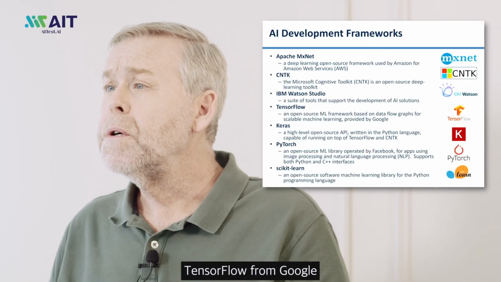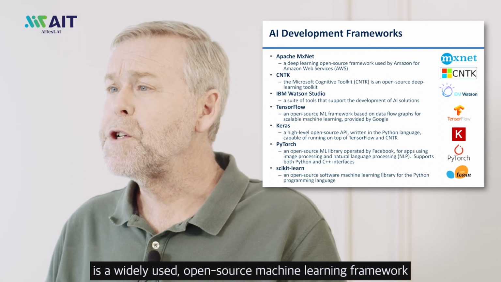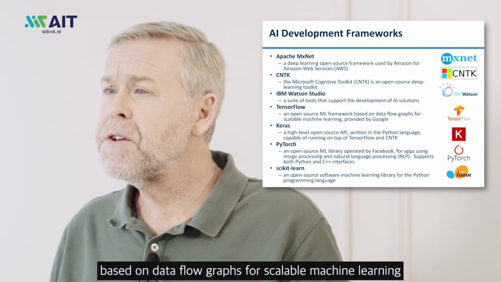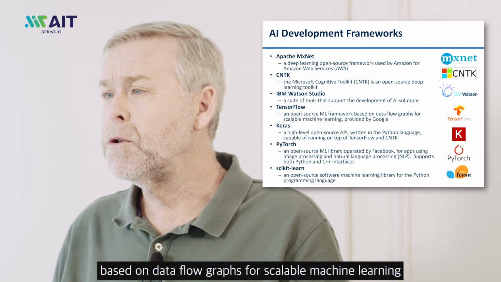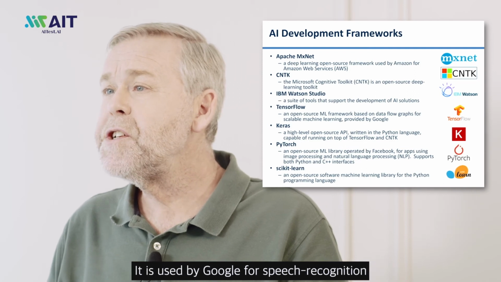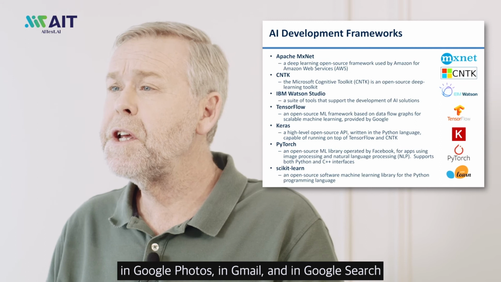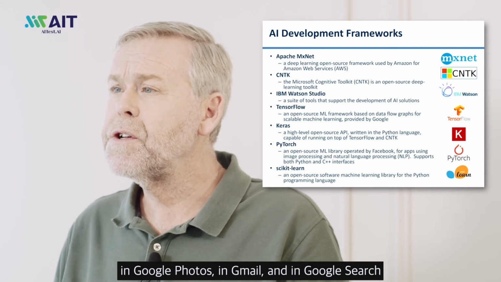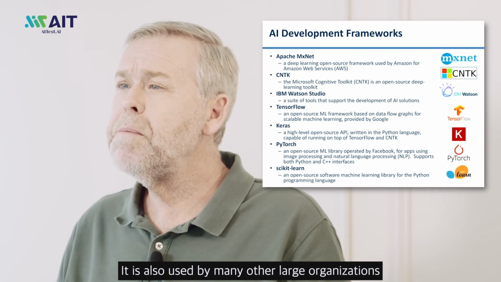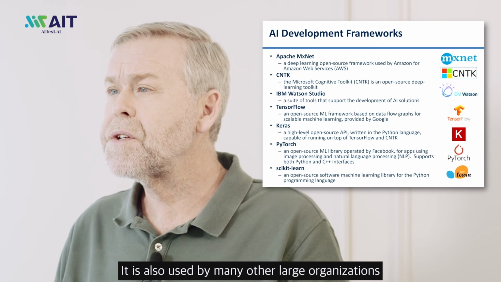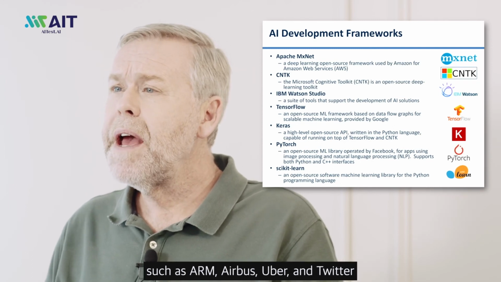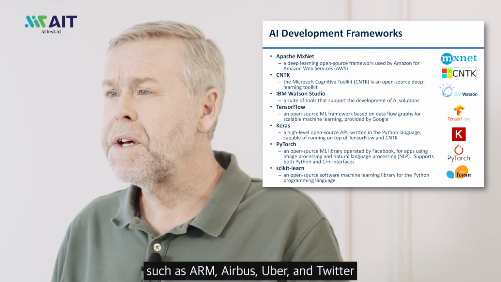TensorFlow from Google is a widely used open source machine learning framework, based on data flow graphs for scalable machine learning. It is used by Google for speech recognition in Google Photos, in Gmail, and in Google Search. It is also used by many other large organisations, such as ARM, Airbus, Uber and Twitter.